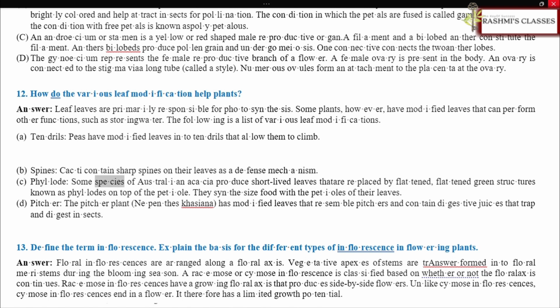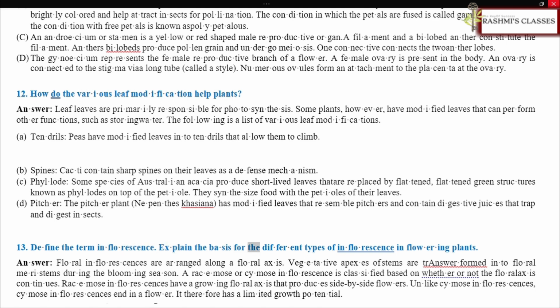Phyllodes. Some species of Australian acacia produce short-lived leaves that are replaced by flattened green structures known as phyllodes on top of the petiole. They synthesize food. Pitcher. The pitcher plant, Nepenthes khasiana, has modified leaves that resemble pitchers and contain digestive juices that trap and digest insects.